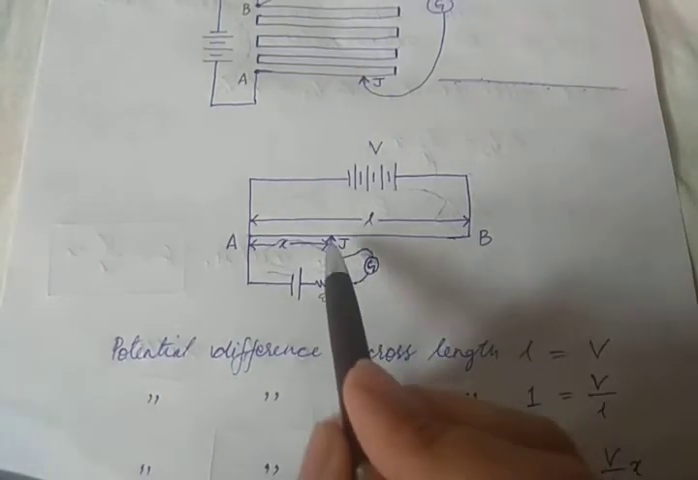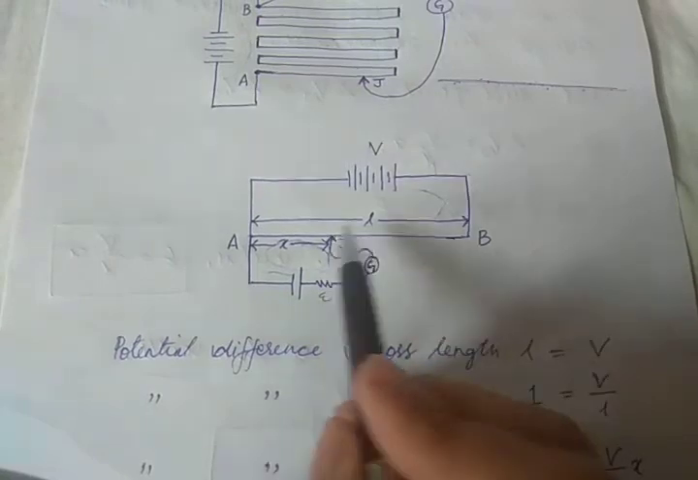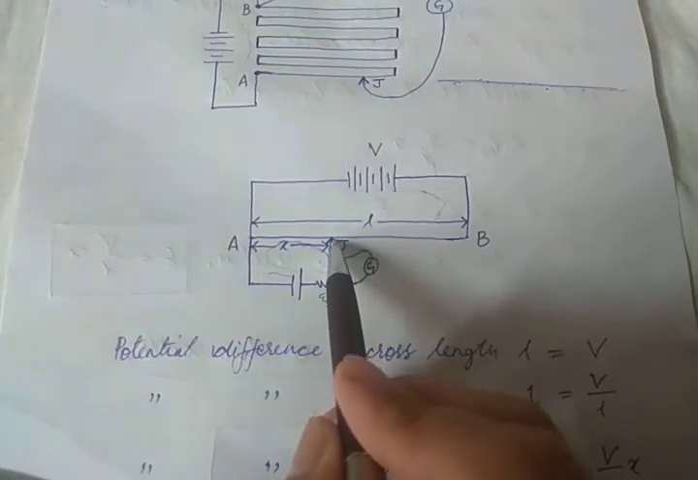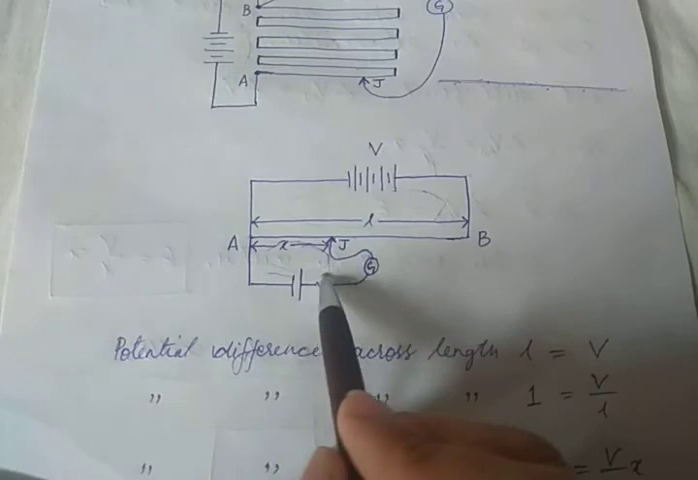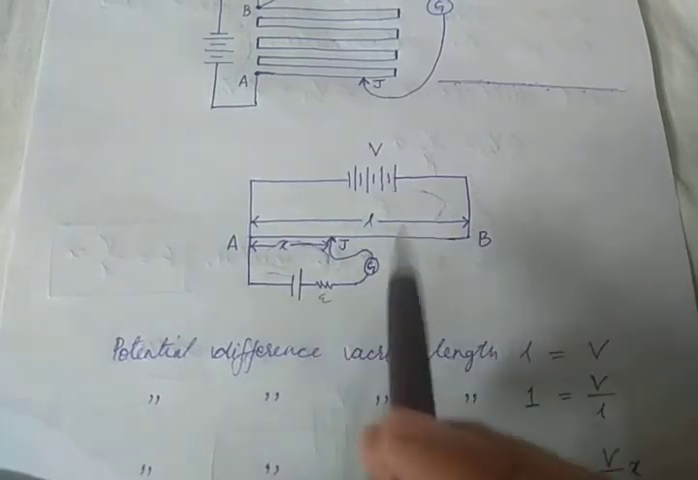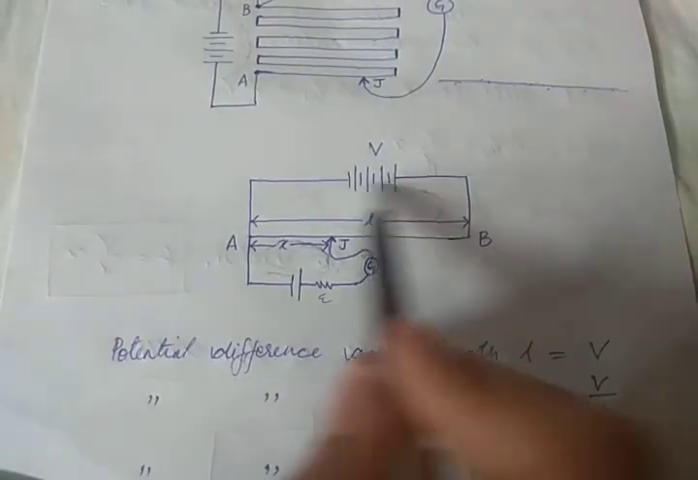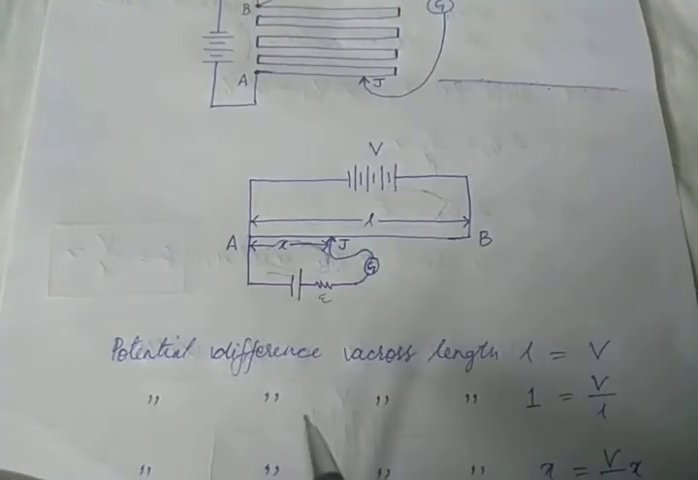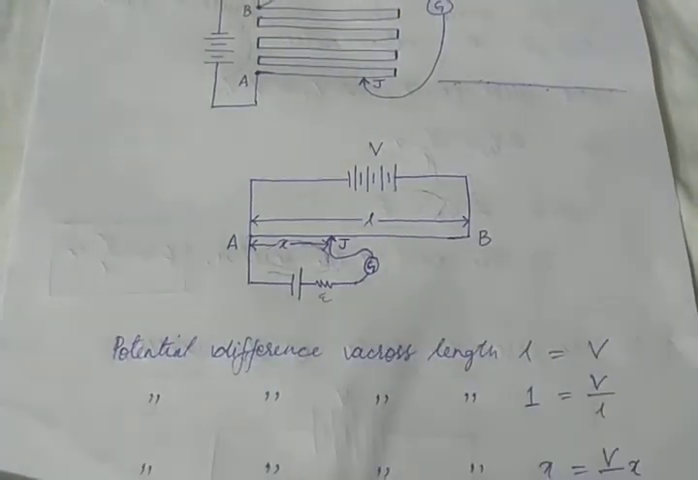And the moment you place the jockey on the wire, the lower circuit also forms a closed loop. Thereby current will be flowing in two loops, one here, one here. Okay, all right. So that's the thing.